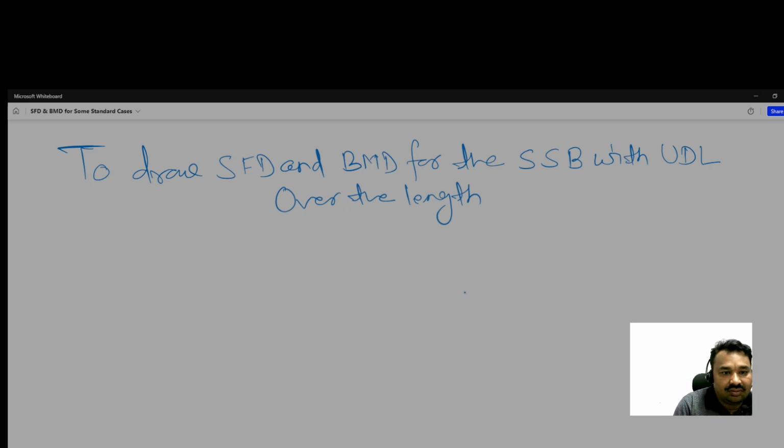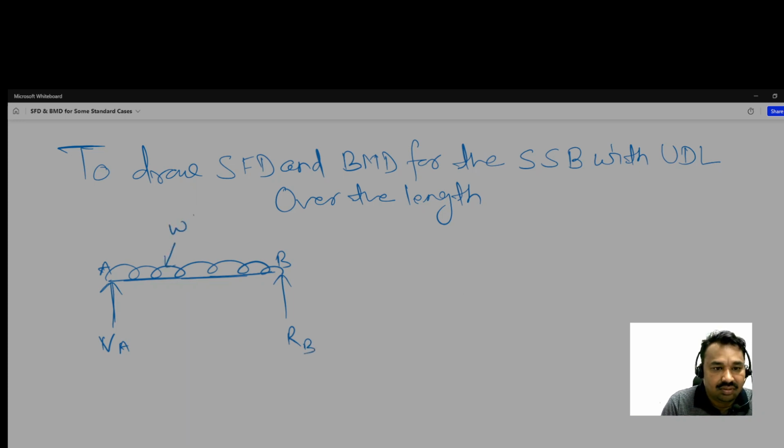Okay. So this is the beam AB, and this is suppose RA or VA, and it is RB, and this load is of W kilonewton per meter. Okay, and the length is L.